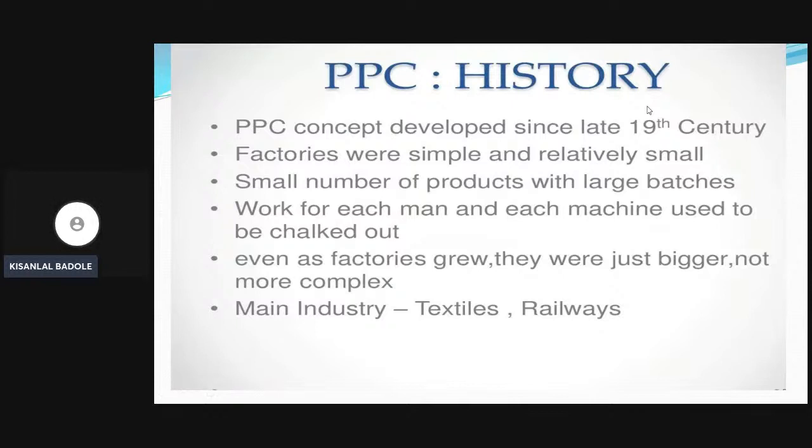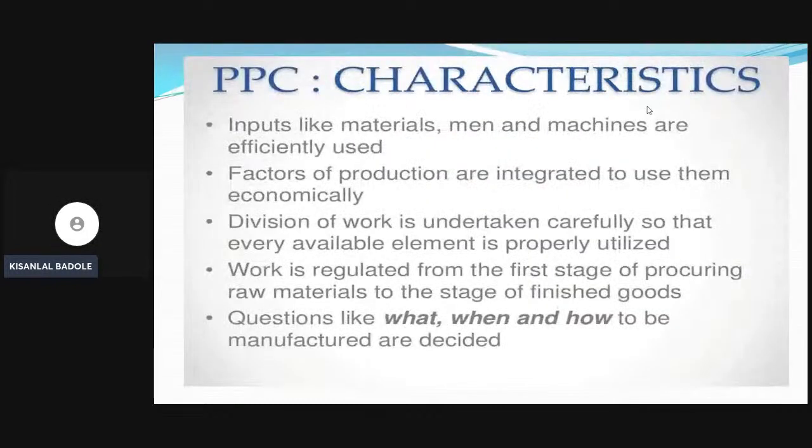As factories grow, they become more complex, mainly industries like textile as well as railway springs. The characteristics required for production planning and control are that input material, man and machine are used effectively. This is sometimes called triple M. Which type of material we require for production may be metal, non-metal, or advanced metal. After that, machines.